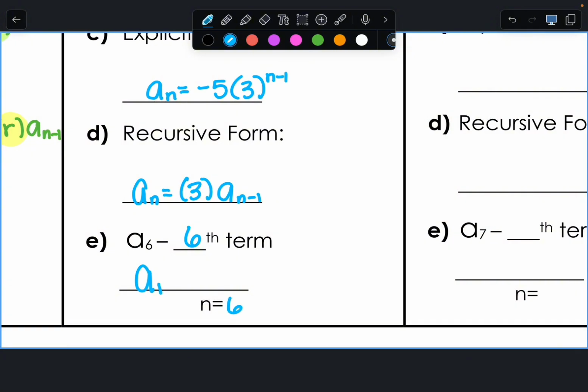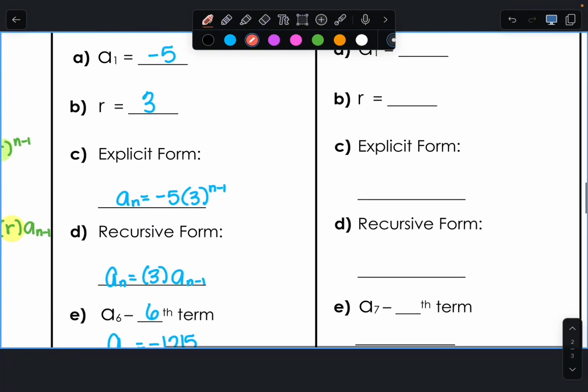Man, sometimes y'all say some answers that make me question myself. 1,215. I have been wrong from time to time, but not this time. Oh, I saw it. What'd you do? I added. I put 6 in the front by accident instead of putting it in the back. Oh, okay. All right. Questions.